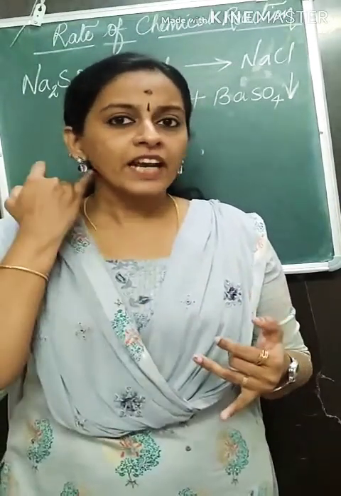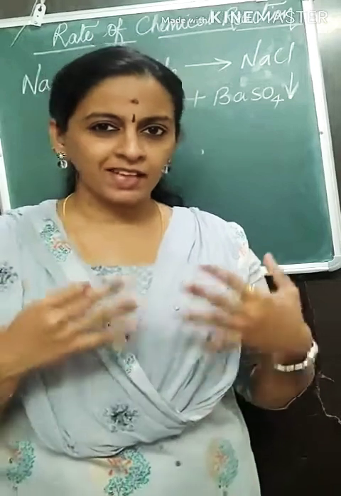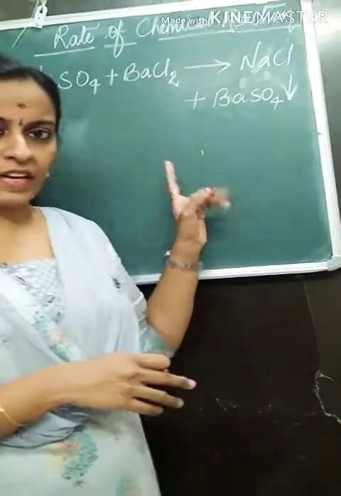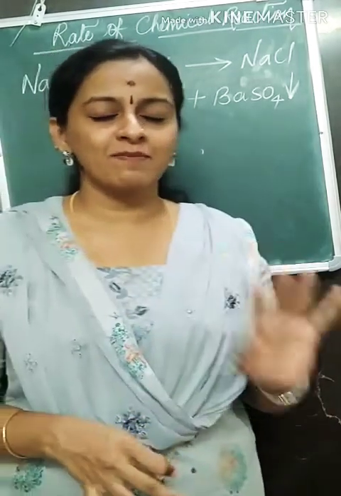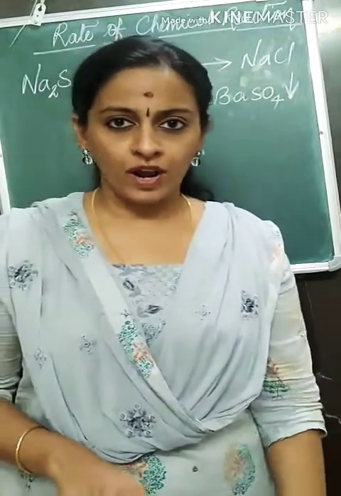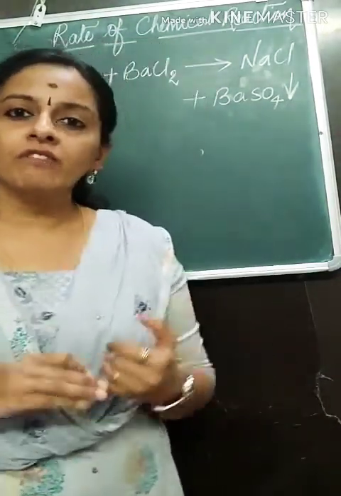So the rate of reaction depends upon certain factors. Hope you have told the type of reaction in your mind. This is a double displacement reaction, also called a precipitation reaction. Sodium sulfate and barium chloride. So today we will learn about the factors affecting the rate of chemical reaction.